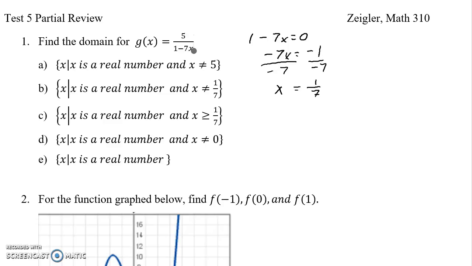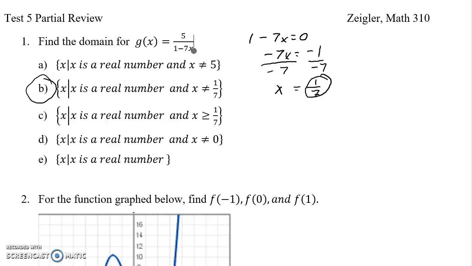So x cannot be 1/7, or this function will be undefined. All other values of x will work. So we look at A, x is a real number and x does not equal 5. Now x can equal 5, and that's no problem. B, the domain is that x is a real number and x does not equal 1/7. Well, that is exactly what we said, so we'll circle that.